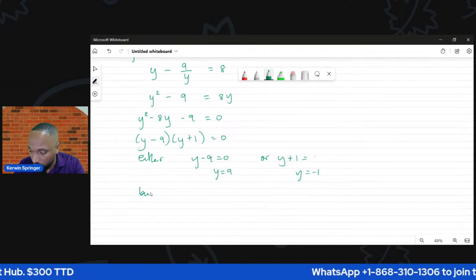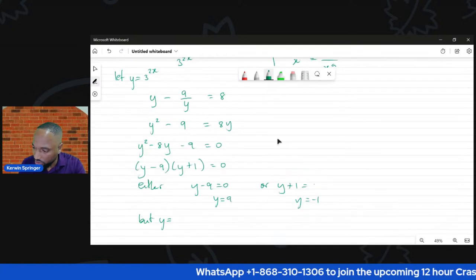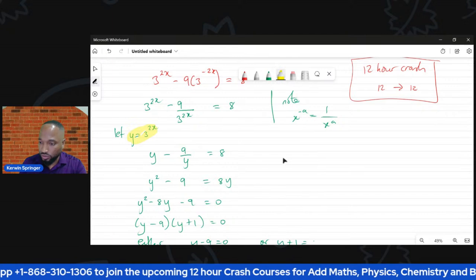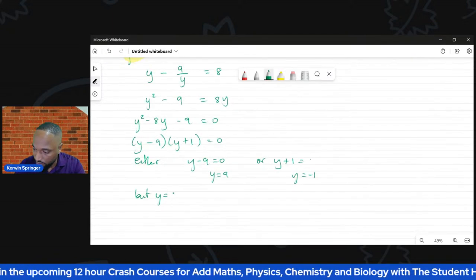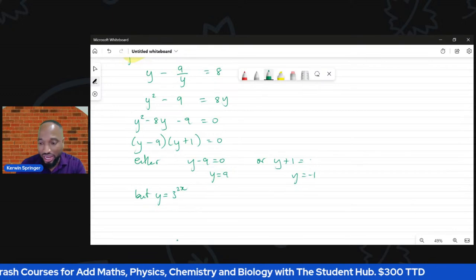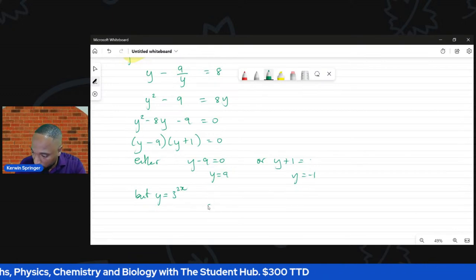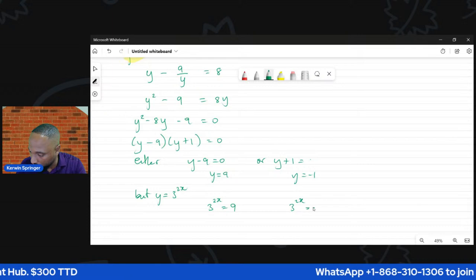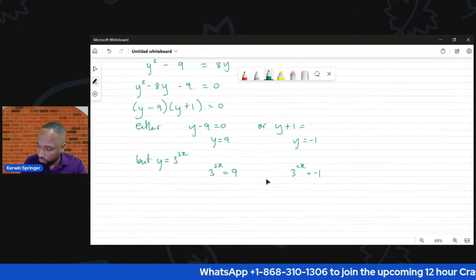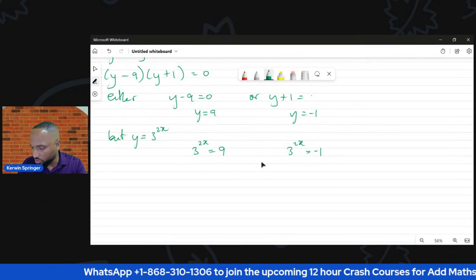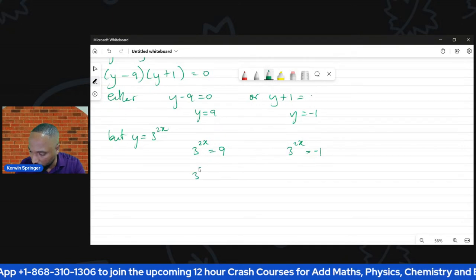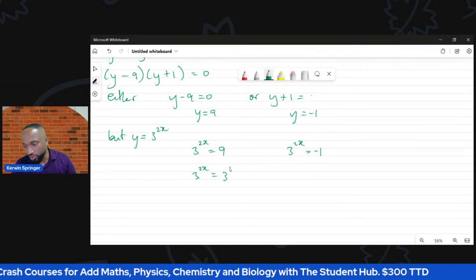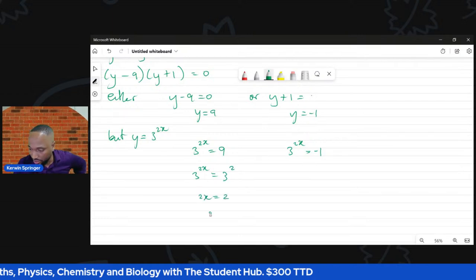But y is really equal to 3 to the power of 2x. Now I'm going to switch back. So this is really 3 to the power of 2x is equal to 9, or 3 to the power of 2x is equal to negative 1. Taking 3 to the power of 2x is equal to 9, I can write this as 3 to the power of 2x is equal to 3 squared. 2x is equal to 2. x is equal to 1.